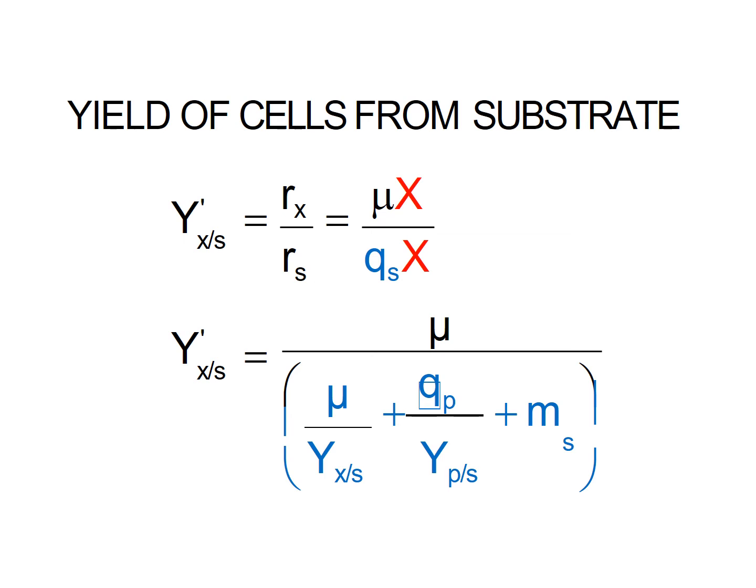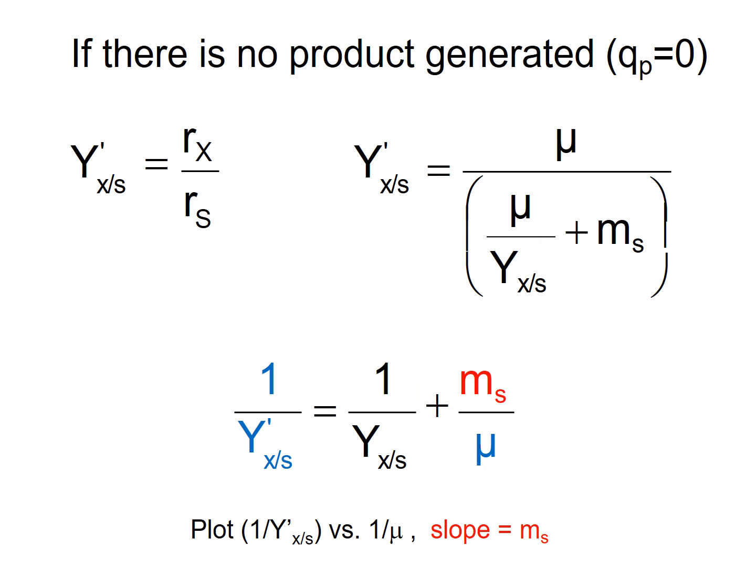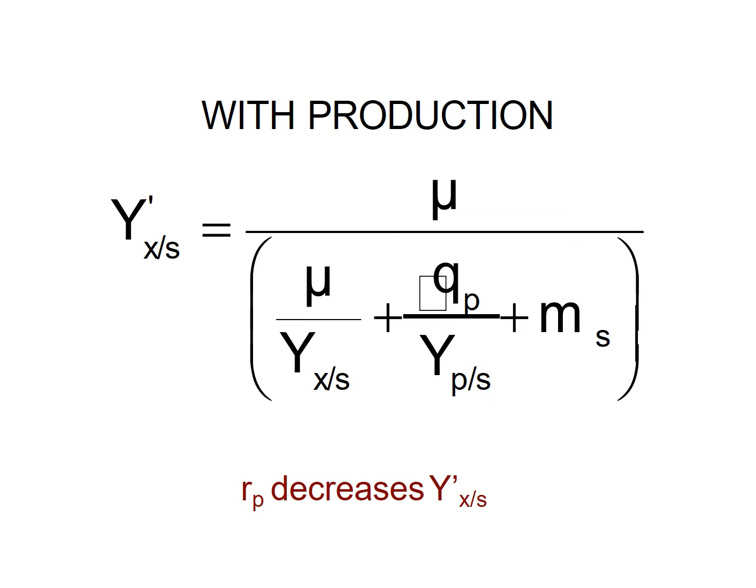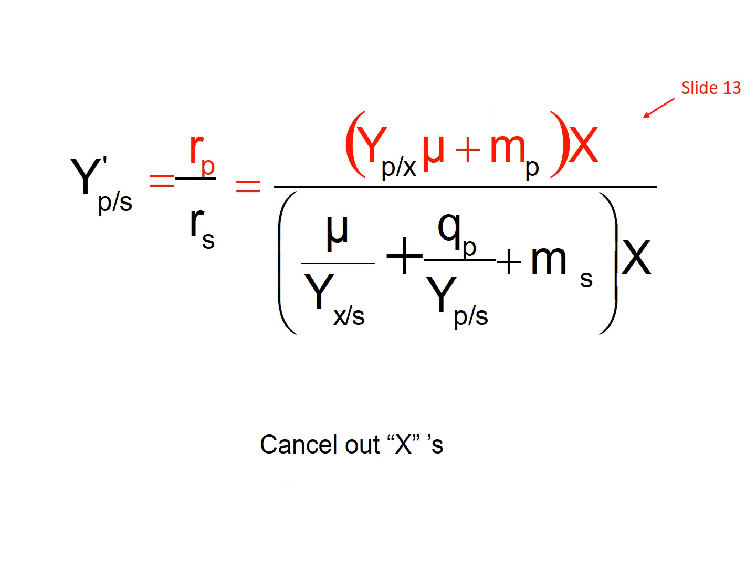Cell growth, substrate to support product formation, substrate to support maintenance. Okay, so this is observed step by step. Firstly, we assume QP equals 0, then find MS. Previous slide is YX over S. Okay? But now we want to know YP over S.